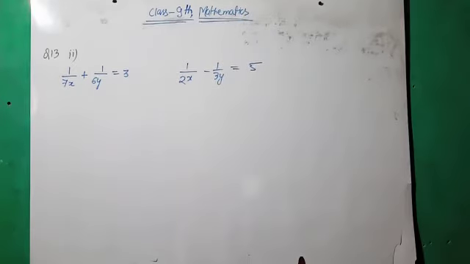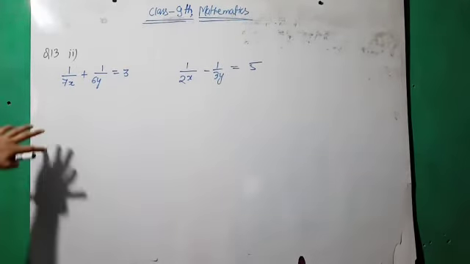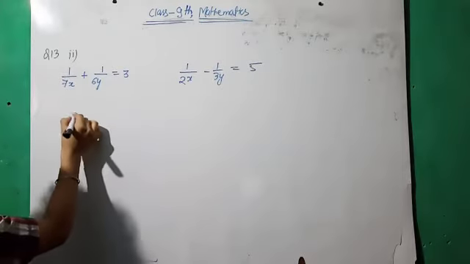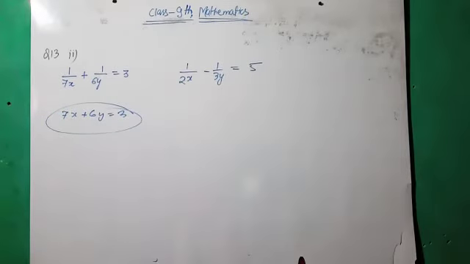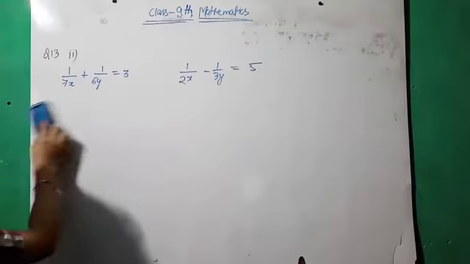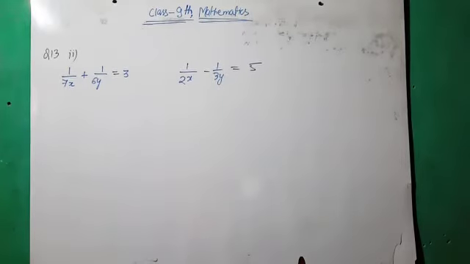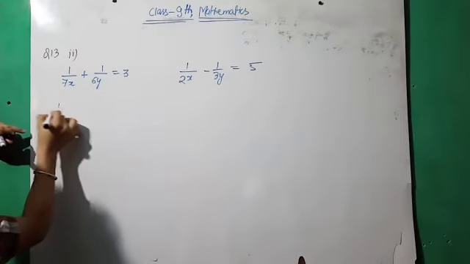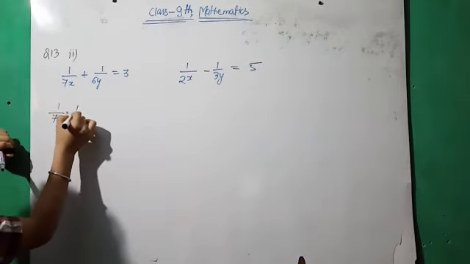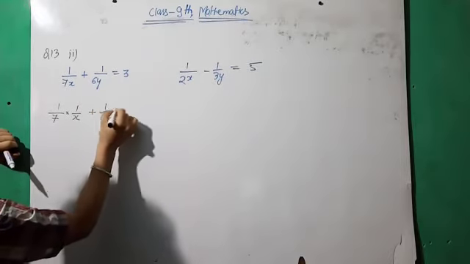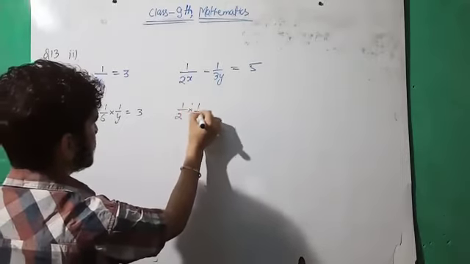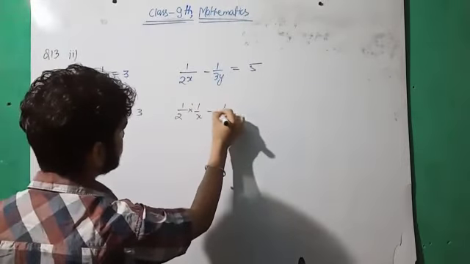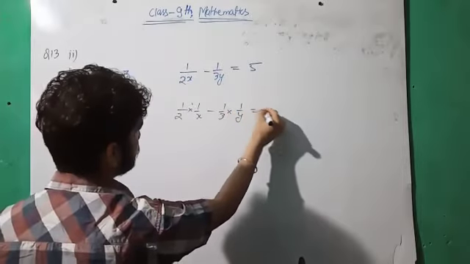Okay, students, till now we have had questions directly in x and y, like 7x plus 6y equal to 3. But here x is in reciprocal, like 1 by x and 1 by y. So we have to take 1 by x as a different value. Here, 1 by 7 into 1 by x plus 1 by 6 into 1 by y equal to 3. Here, 1 by 2 into 1 by x minus 1 by 3 into 1 by y equal to 5.